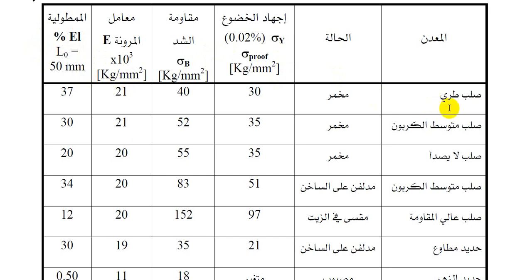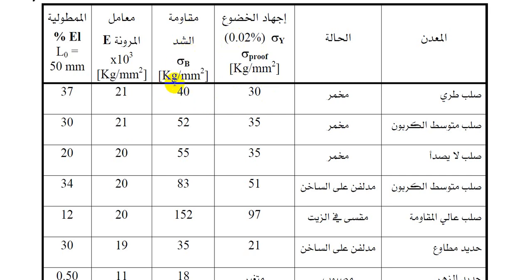As you can see in front of you, we have wrought steel, or soft steel, in the annealed condition. The yield stress for the wrought steel is 30 kilograms per square millimeter, measured according to the standardized 0.2% proof stress. The tensile strength value is 40.